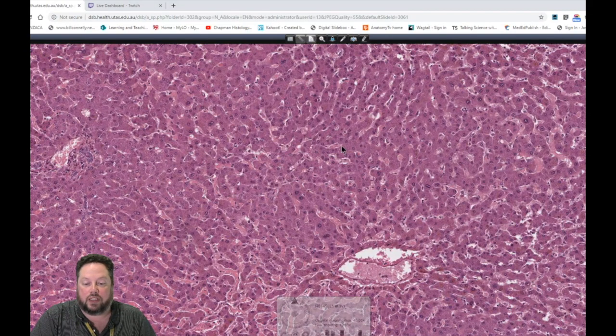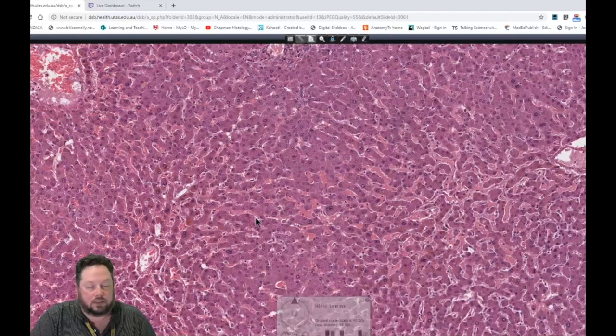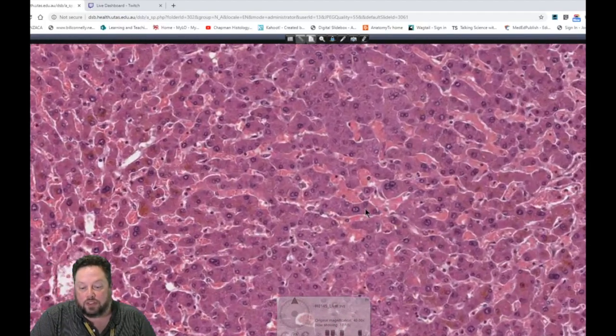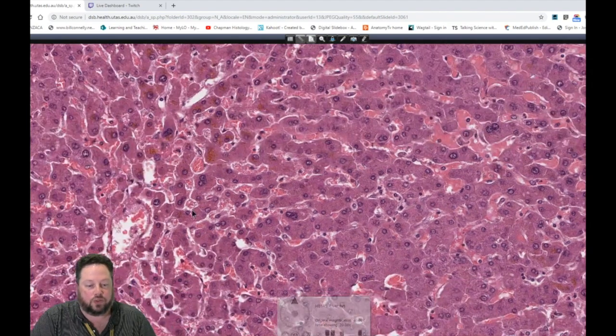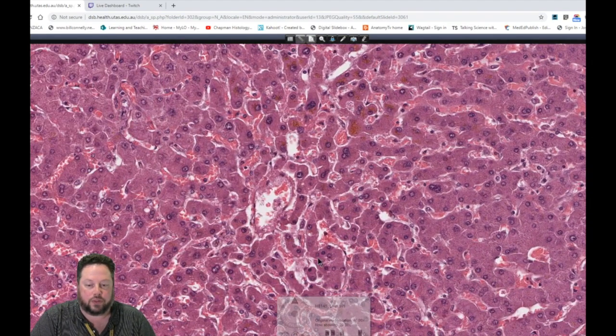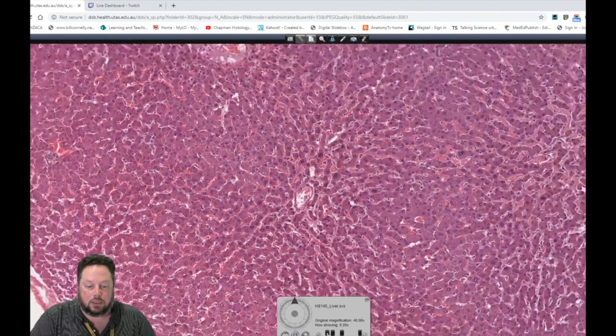But I think it looks a bit like a maze. This is the sort of tissue that I look for. It looks a little bit like a maze with the holes there. And we've got these sinusoids filling these spaces between these cords of cells. So it's quite maze-like in appearance.